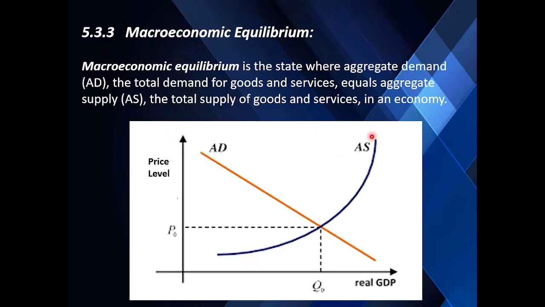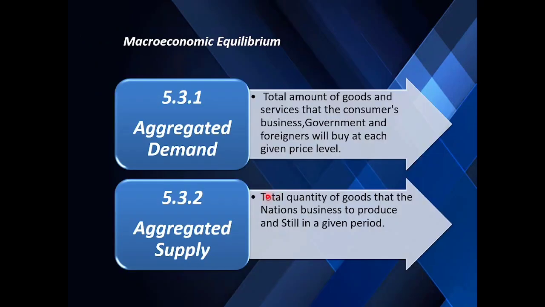Graphically, the AD curve slopes downwards from left to right because as the price level falls, the real value of wealth rises, exports become cheaper, and interest rates tend to drop, encouraging more spending. Next, let's move to aggregate supply.